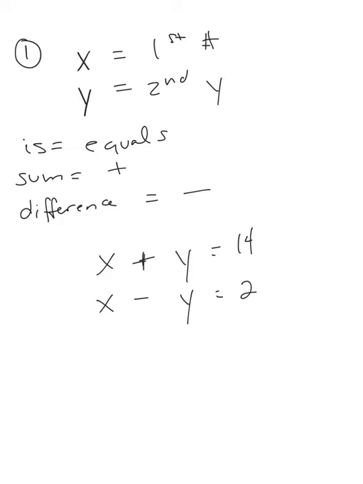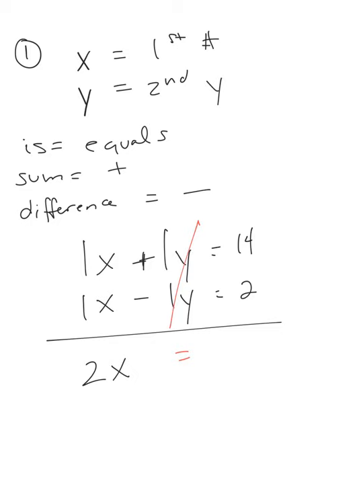So what method do you want to use to solve this? Elimination. Can I just add going down vertically? Yeah. What's 1x plus 1x? 2x. What's 1y minus 1y? 0. Bye-bye. 14 minus 2? Yep, 12.